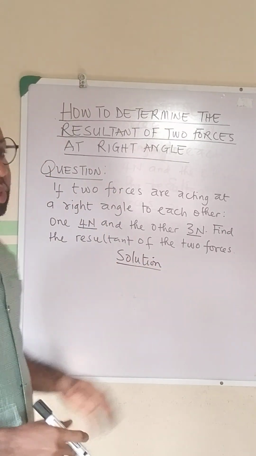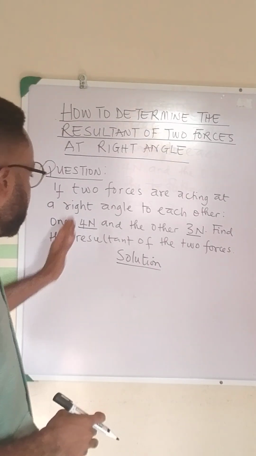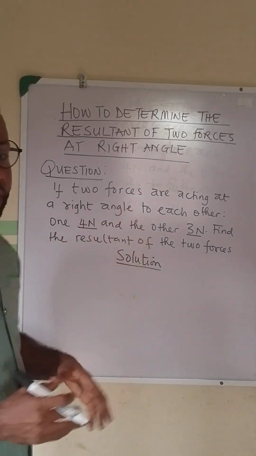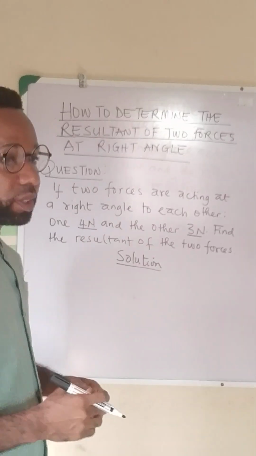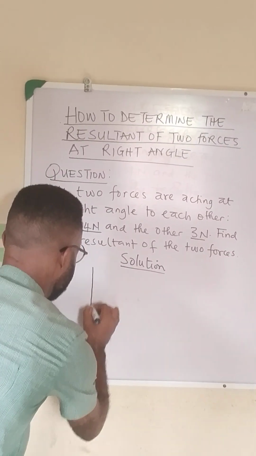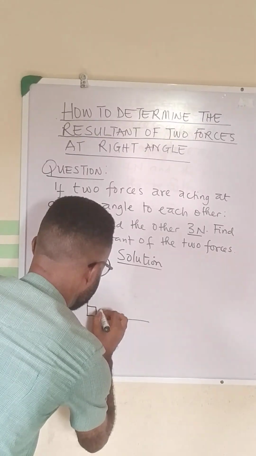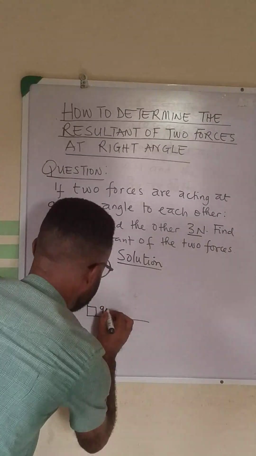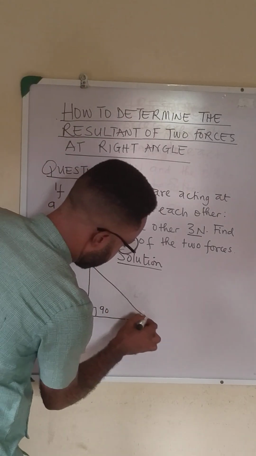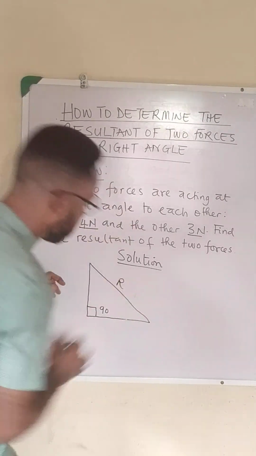So in this question, because these forces are acting at right angles, and one is said to be 4 Newton and the other 3 Newton, let's have a diagrammatical representation of the forces. So we have this and this. This is a right angle, which is 90 degrees. And so we can have this be the resultant. Let's call this the resultant.